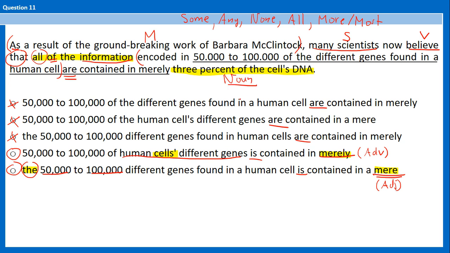Okay, 3% of the cell's DNA is a noun phrase. It's like a noun. So I need to use the adjective mere to describe the noun phrase 3% of the cell's DNA. I cannot say merely 3% of the cell's DNA. That's wrong, because adverbs cannot describe nouns. Okay, only adjectives describe nouns.